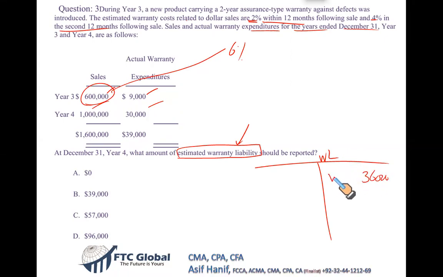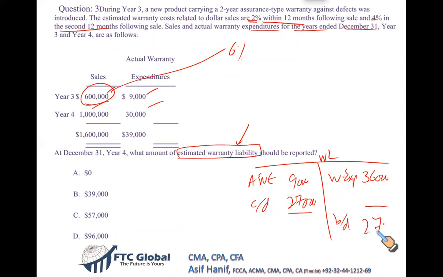This is your warranty expense. What was the actual warranty payment? 9,000. This is the actual warranty expense, just for short. So the balance you have is 36 less 9, it's 27. Balance is 27. This will be carried down next year and it will appear as a brought down next year.